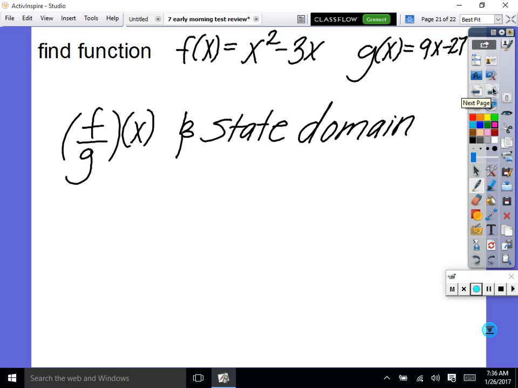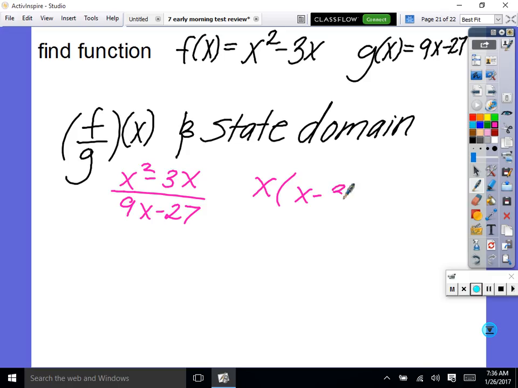Okay, this is the last problem on the test. It says, given the functions f and g, find f divided by g or g divided by f and state the domain. So f divided by g: x squared minus 3x is f, divided by 9x minus 27. That is not my final answer because doesn't it simplify? On top we'll factor out an x, left is x minus 3. On bottom we'll factor out a 9, left is x minus 3, correct?